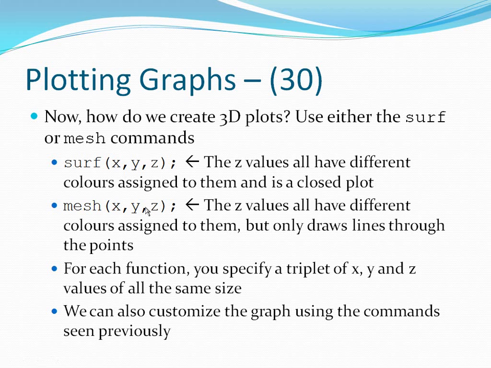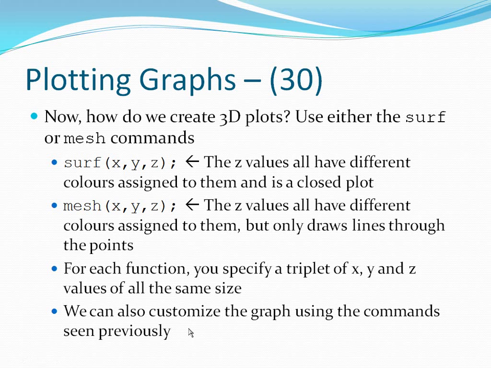So once you're done, for each function you specify a triplet, the x, y, and z values. They have to be all the same size. And then you can continue and customize the graph using the commands that you've seen previously. So you can use title, you can use a grid, and so on and so forth.